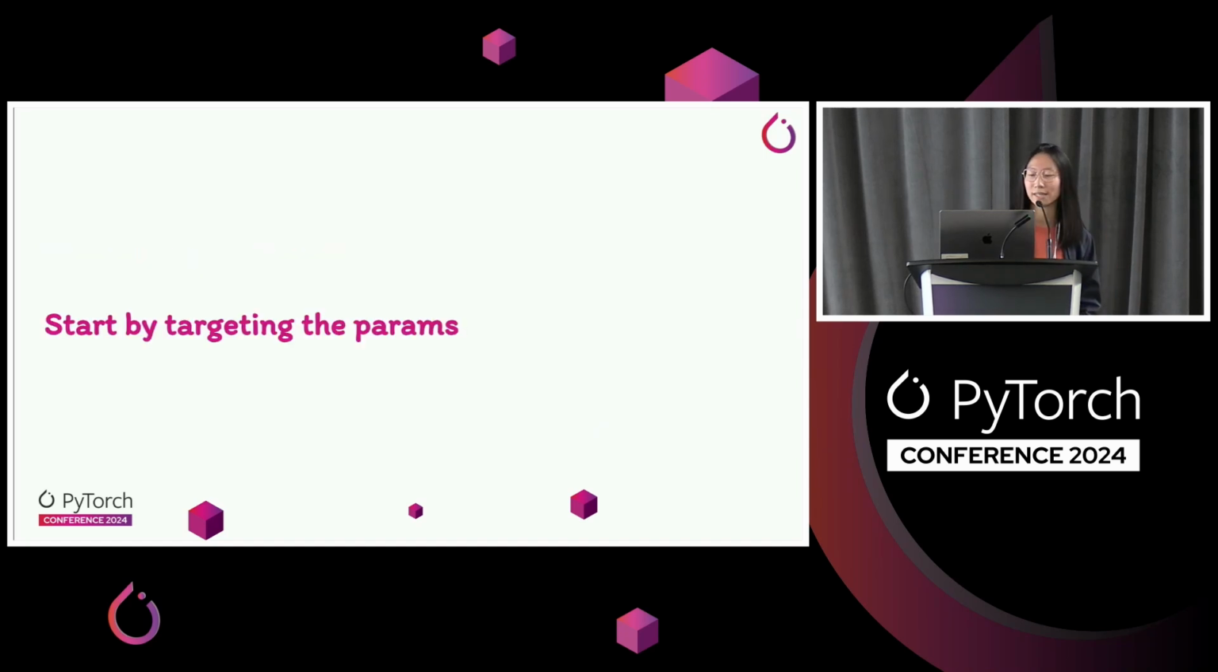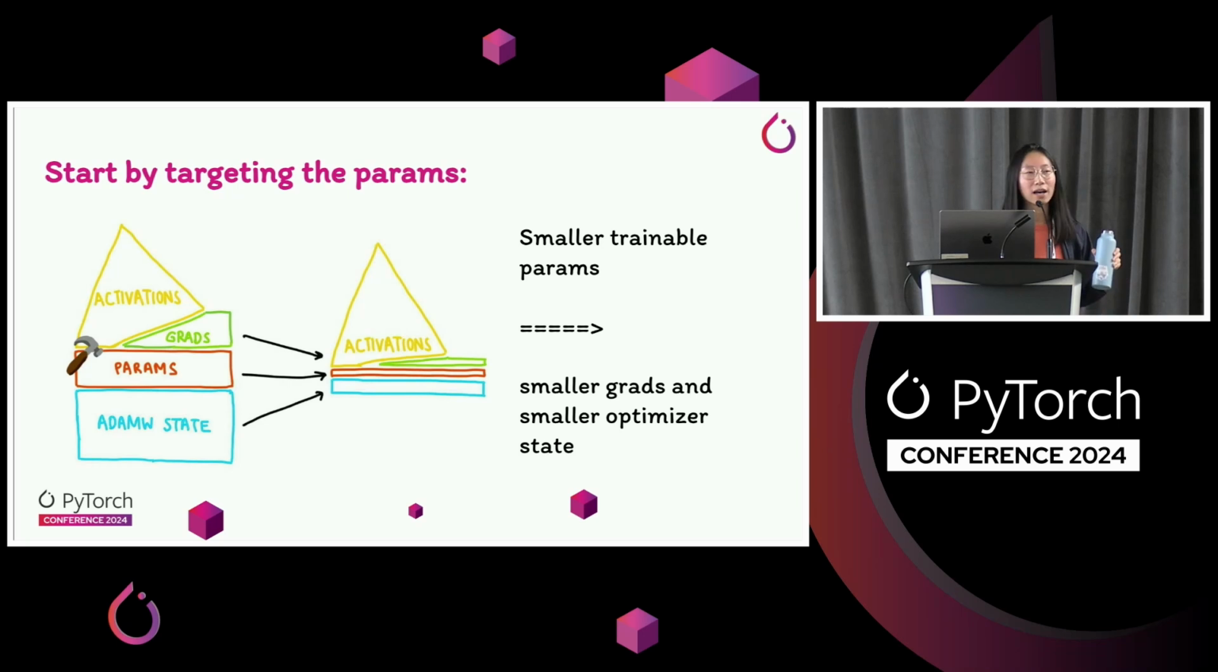So we're going to start with the parameters. Why should we do that? Well, here's a nice little thing everyone should know. The smaller your trainable parameters, the smaller your gradients, and also the smaller your optimizer states, because they're all very related. So no matter what technique you use to slim down parameters, whether with LoRA or quantization or you're using FSDP, if you make them smaller, you will naturally get smaller grads and smaller optimizer state. So it's a pretty big hammer you have there when you target the parameters.